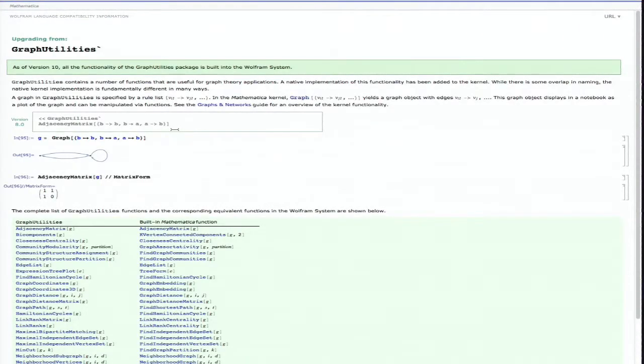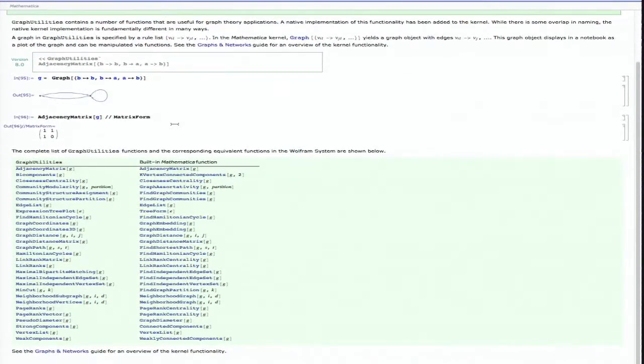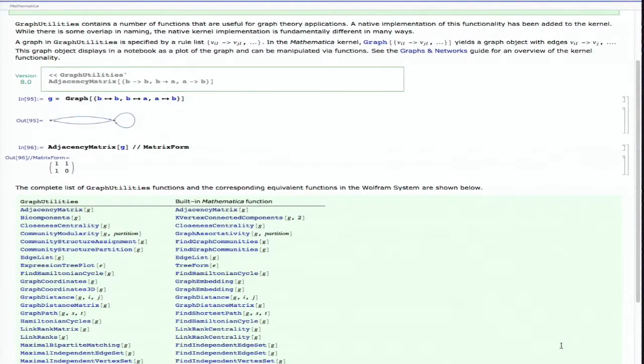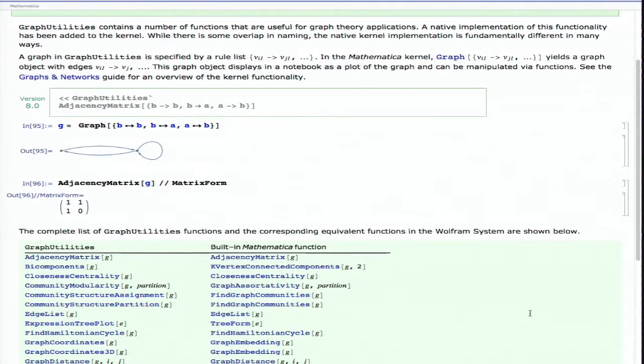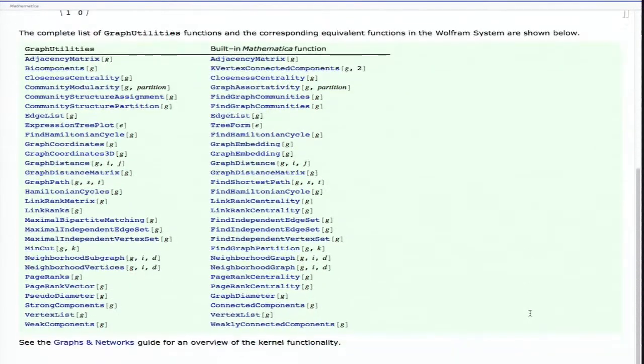If it managed to open, right? So we have a nice compatibility page. We show you the GraphUtilities package functions and the corresponding built-in functions in Mathematica. Okay, so we have a list of GraphUtilities functions. We went through the whole package and included a full list. That makes it easy if you want to make the transition or want to learn. And they are closely related, it's not too magic.